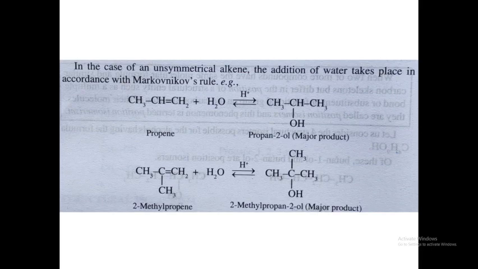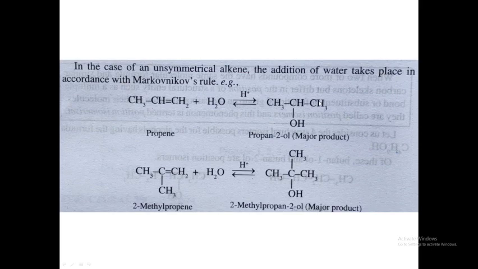So here you can see that this carbon contains more number of hydrogen atoms. Here we have two hydrogens and here we have one hydrogen. So the hydrogen part of water goes to the carbon that contains more number of hydrogens. So here it will be CH3. Okay, so here we are getting propan-2-ol, that is the major product.